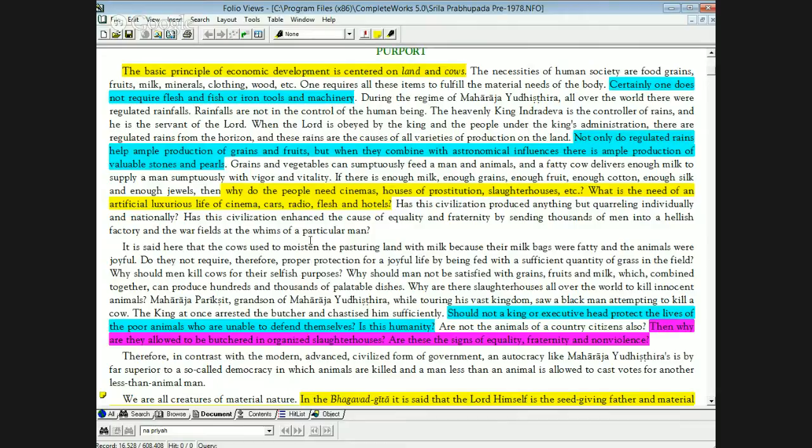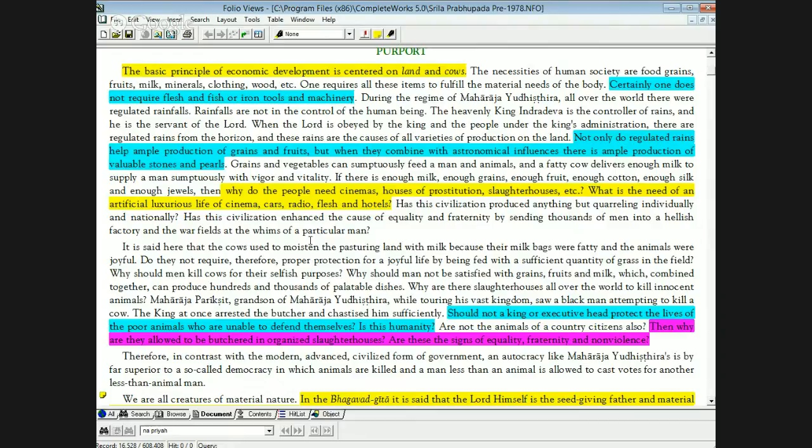It is said here that the cows used to moisten the pasturing land with milk because the milk bags were fatty and the animals joyful. Do they not require, therefore, proper protection for a joyful life, for being fed with a sufficient quantity of grass in the field? Why should men kill cows for this selfish purpose?